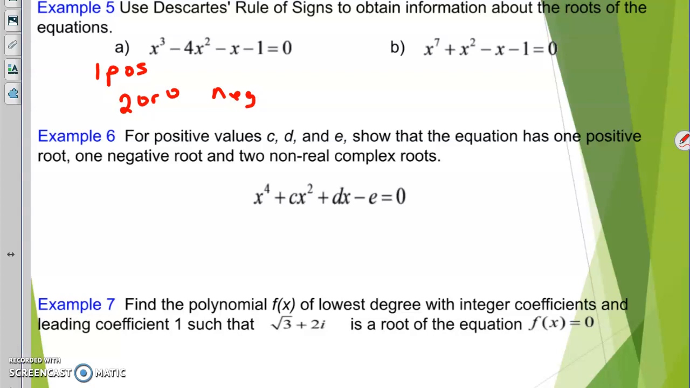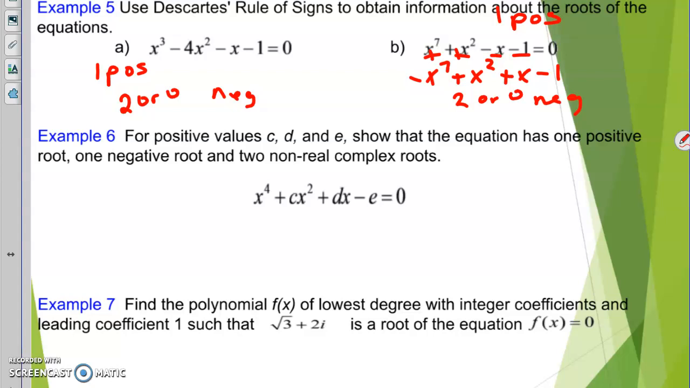Over here, we're going from a positive, positive, negative, negative, so there's 1 change, so there's 1 positive root. And if you substitute in there, I get negative x to the 7th plus x squared plus x minus 1. And so I have 2 changes, so 2 or 0 negative roots. And we're not sure what they are.